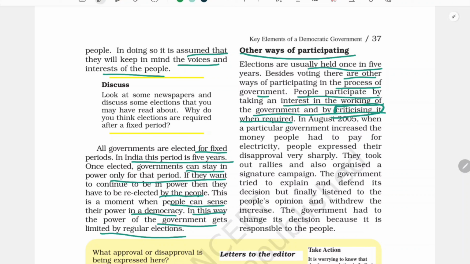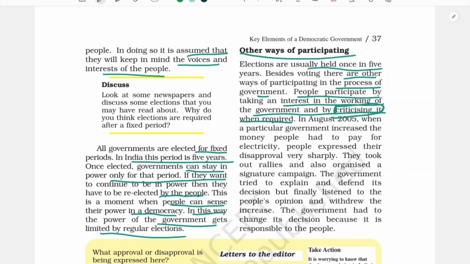In case a particular government is not working as per the betterment of the people of India, or in case they have introduced any such law which hampers the growth of the people of India, then what can the people do? The people will criticize. Where will they criticize? They will criticize through newspapers, magazines, or on TV. Okay, through the help of media, by protesting. So about that we are going to see here. So here one such example is given.